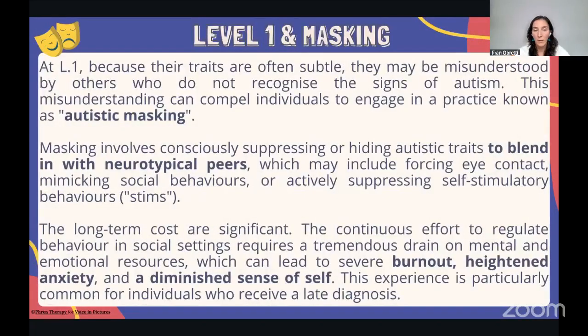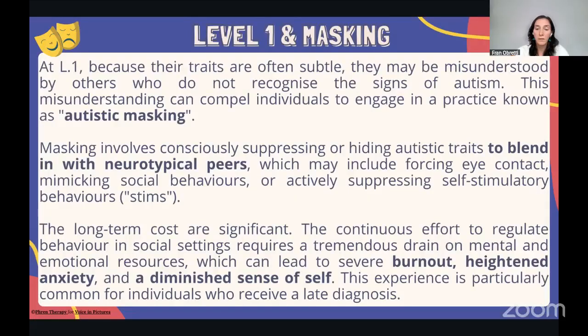So level 1. At level 1, most of the time, the traits of autism can be subtle and might be misunderstood by others. This is why individuals at level 1 might engage in a practice known as autistic masking. Masking is a conscious choice that a person with autism makes to try to hide their autistic traits because they want to fit in, they want to blend in with other neurotypical peers, which means they might force their eye contact when they are in conversation.